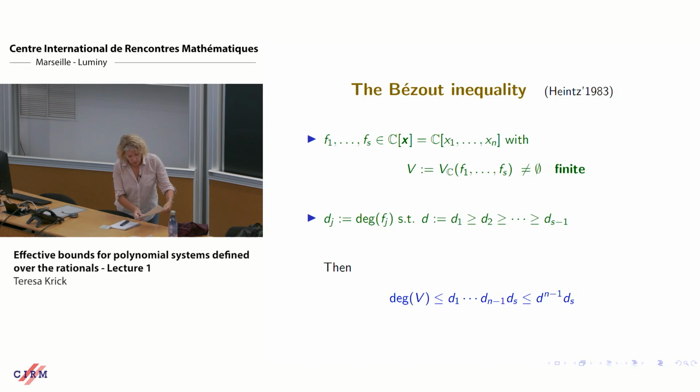So let me show a couple of examples. This is an inequality. And how is this achieved, actually?